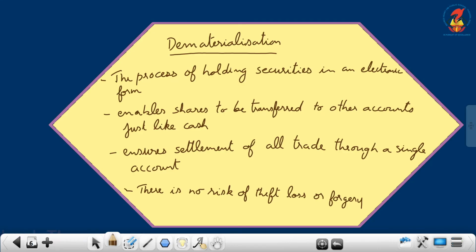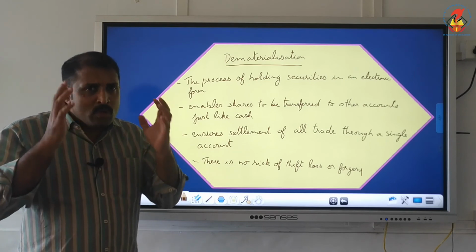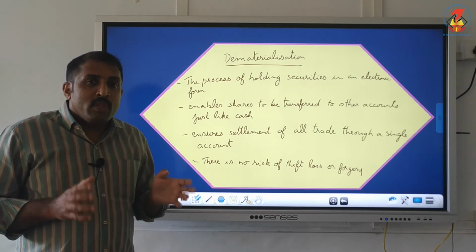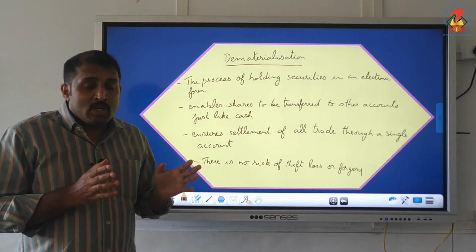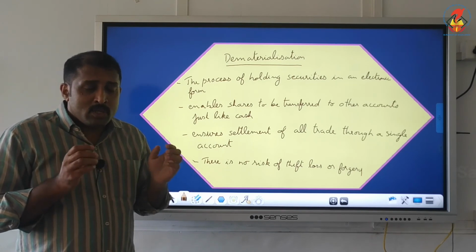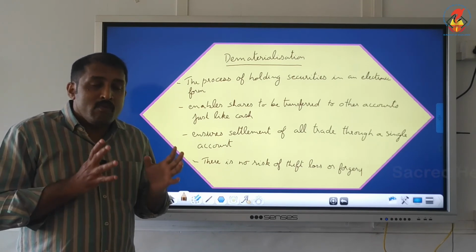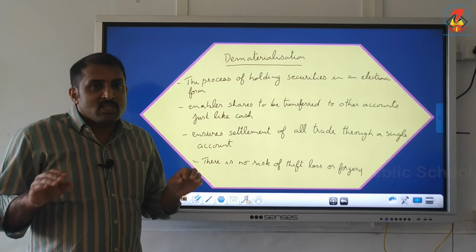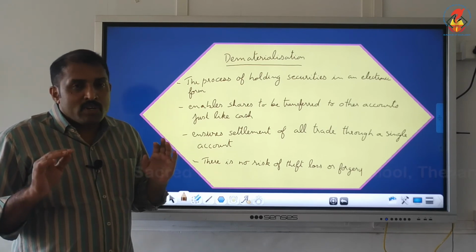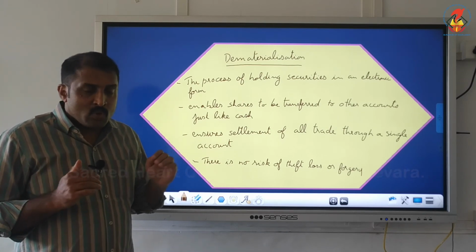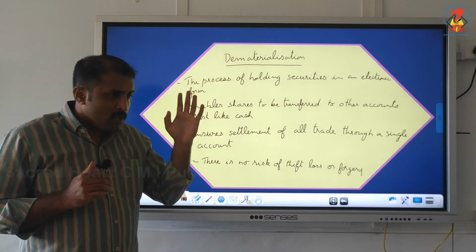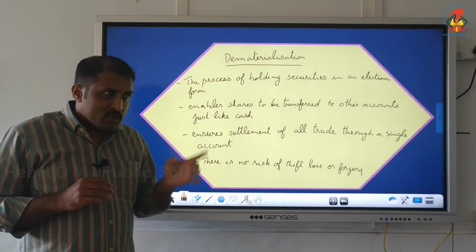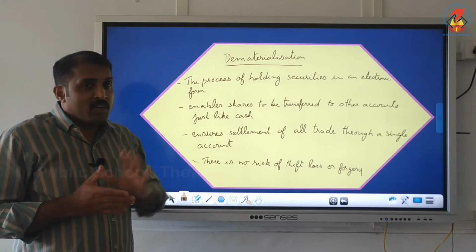It ensures settlement of all trades through a single account, whether purchase or sale. Everything happens through the demat account of the shareholder or investor, and there is no risk of theft, loss or forgery. There are not many risks regarding security transactions here. So that is all about the trading procedure and dematerialization.